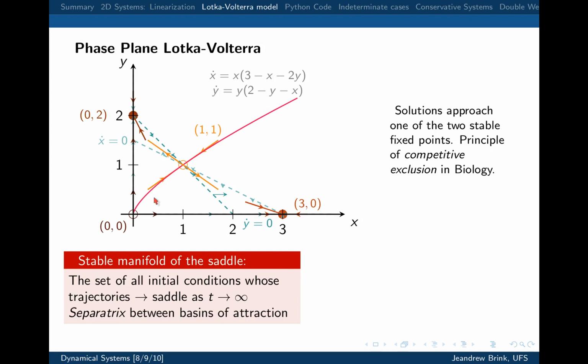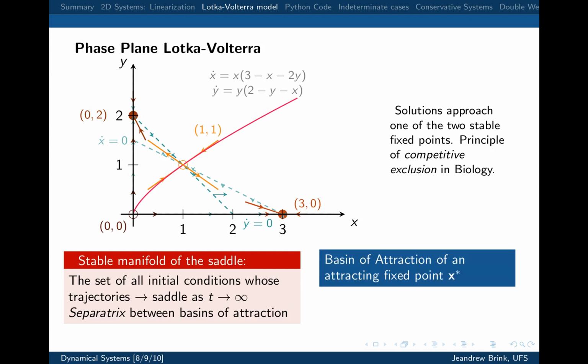Okay, and I can do the same thing over here. I can go epsilon away from this fixed point along the eigendirection that enters it and integrate backwards, and then I'm going to get this other line that is forever going to separate the solutions that run to this fixed point and the ones that run to that other fixed point. And it's called the separatrix between the two basins of attraction.